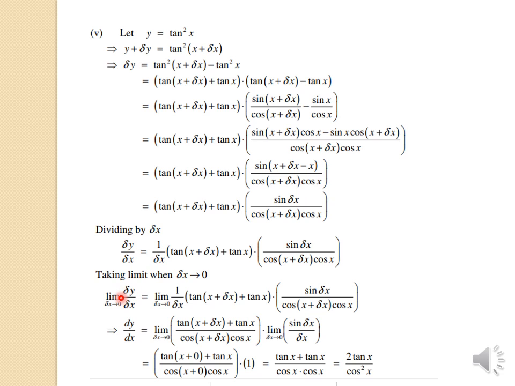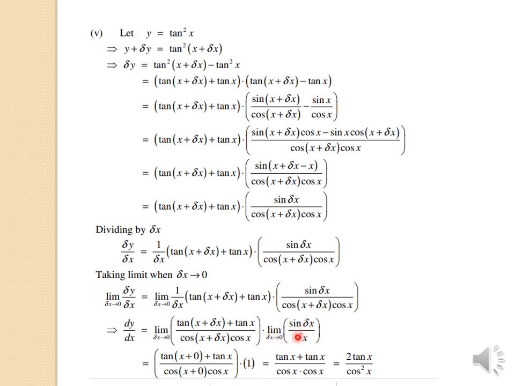Now the next step, we apply the limit. If we apply the limit on this side, then this becomes dy upon dx form, and if we apply the limit delta x equals 0 from this side, this delta x and the denominator sin delta x, we write it here, and this term tan x plus delta x plus tan x we write it here, and the term which is in the denominator we write in the denominator of this term, so cos x plus delta x into cos x.